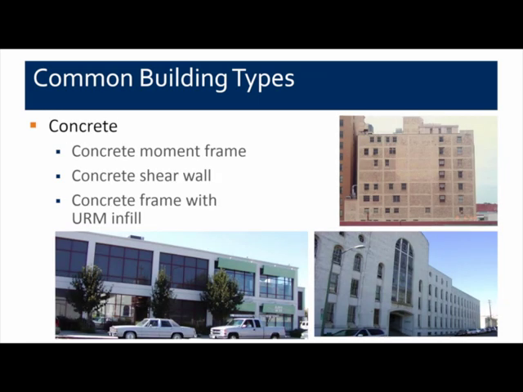Another very common building type we have in our building stock is concrete. On the lower left, you see a concrete moment frame building. And in fact, this particular building has a very nice expression of the horizontal beams and the vertical columns that are not only the exterior of the building, but both the gravity and the earthquake resisting system. On the lower right, you see a concrete shear wall building. And on the upper right, you see a concrete moment frame that has unreinforced masonry infill.